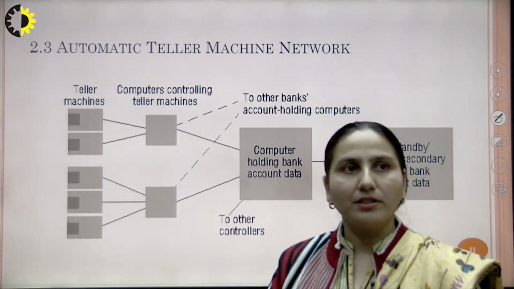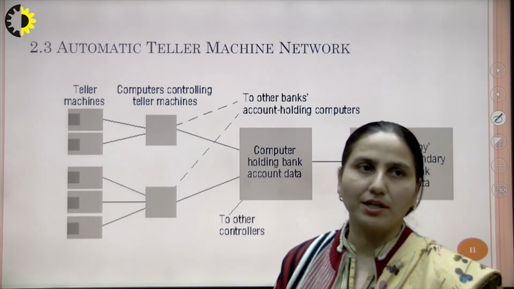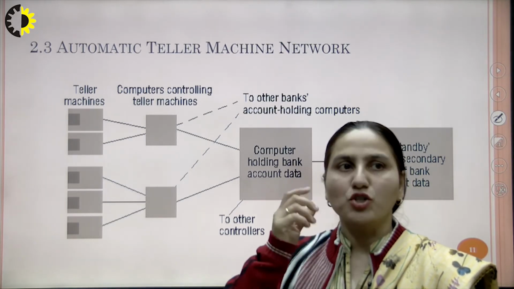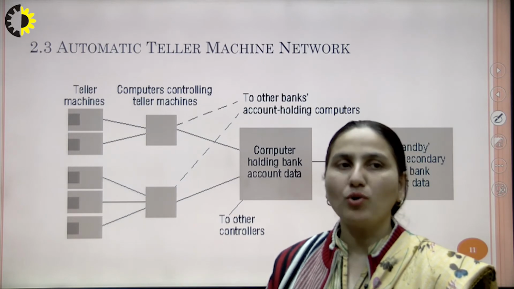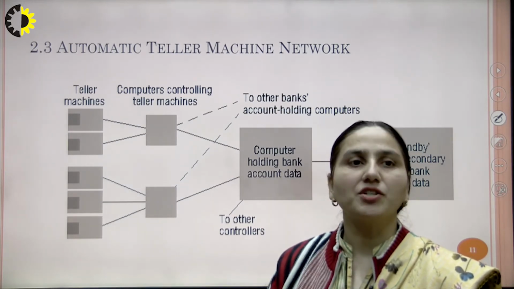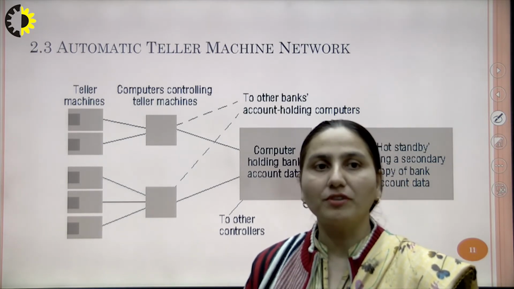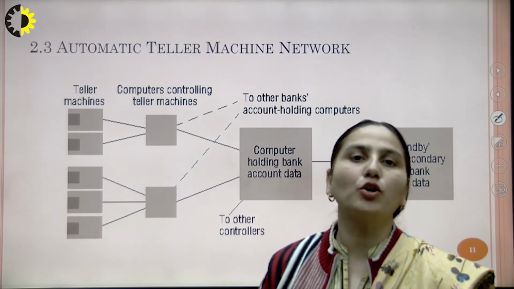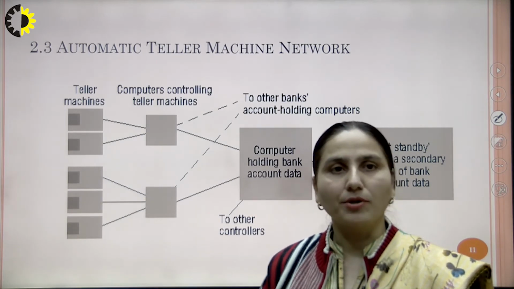So, this is actually the working of the ATM network, or the ATM machines that we generally use in our day to day life. This is again an example of a distributed system. These teller machines are connected with the computer which controls them. Further, this controlling computer is connected with the computer holding the bank account data, and then the standby, which holds the secondary copy of the bank account data. So, this is again an example of a distributed system.